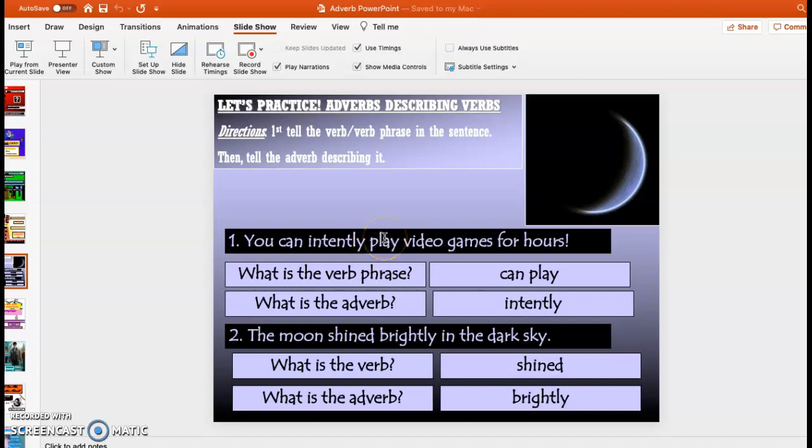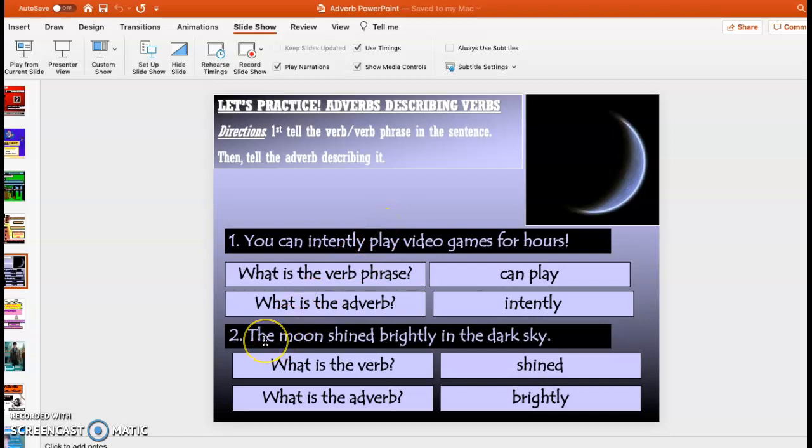In order to identify my adverb, I have to find the verb and then find the word that is describing how I play. So here we go, what is the adverb? Your adverb would be intently, because intently is describing the verb. Intently is describing how they play video games. Here we have again our ly, signifying to me that it is an adverb describing the verb.